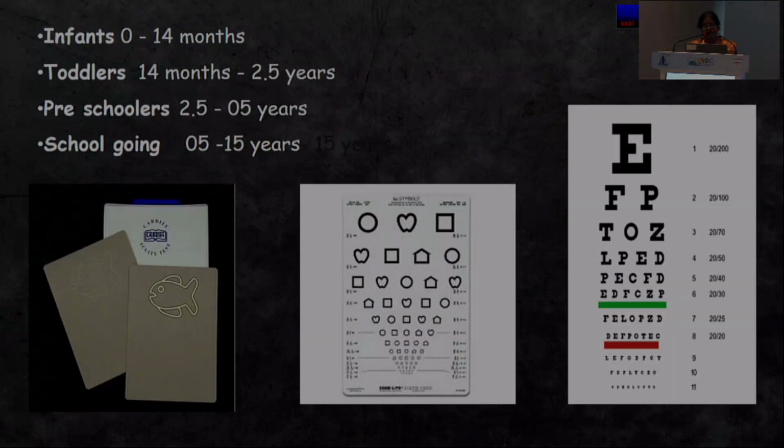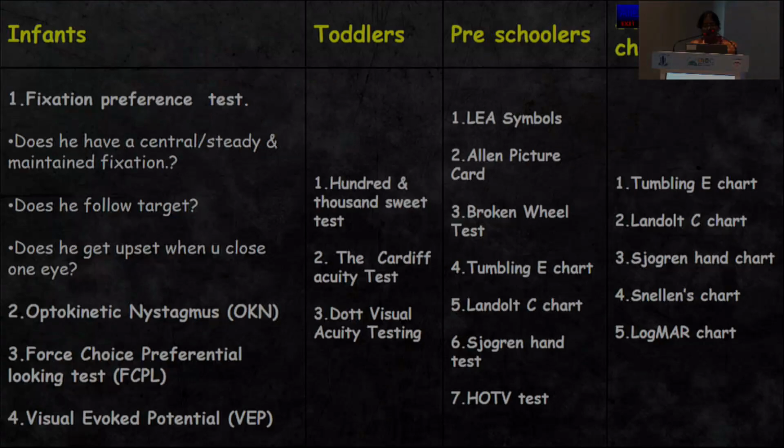Another thing is you always categorize the patient, whether the patient is an infant, toddler, preschooler or school going, and accordingly there is a battery of tests available for measuring the visual acuity. For infants, we need to look for the fixation, whether it is central, steady, maintained or not. Optokinetic nystagmus drum is another technique with which we can assess whether the child has good vision or not. See, the quantitative assessment of vision in infants is not possible as such. So whatever methods we are implementing are to assure whether the child has vision or not, whether the child's visual pathway is functional or not, whether the afferent or efferent pathways are functional or not.